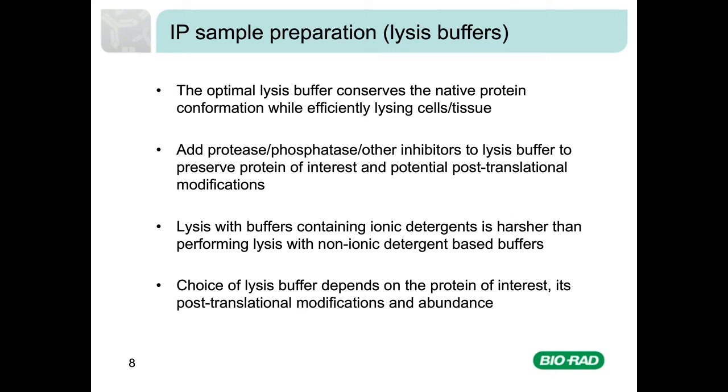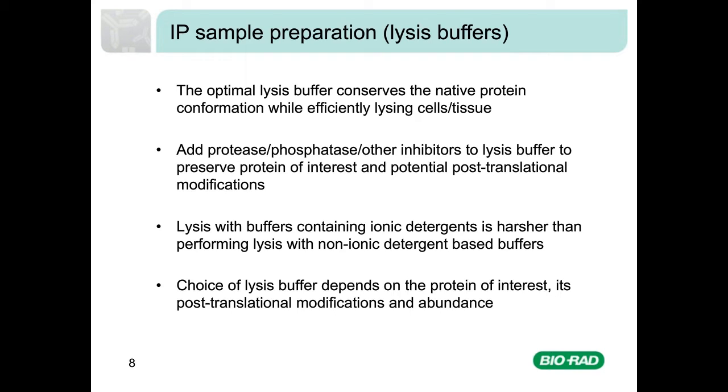First of all, the optimal lysis buffer has to conserve the native conformation of your protein of interest while also efficiently lysing cells or tissue. It is critical to add inhibitors such as protease and phosphatase inhibitors freshly to your lysis buffer to preserve your protein of interest and any potential post-translational modifications. Proteases in particular are very active in cell lysates, and the addition of protease inhibitors is essential to prevent your protein from being proteolytically degraded.